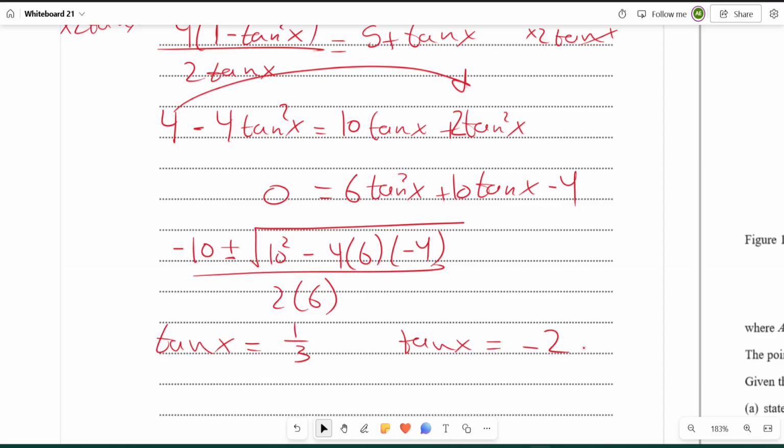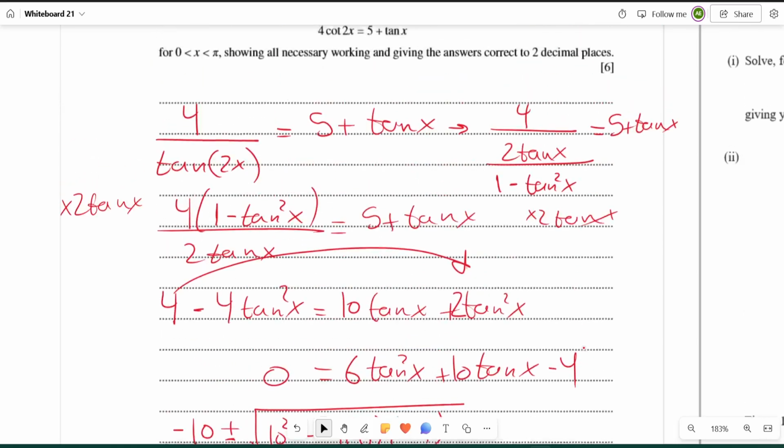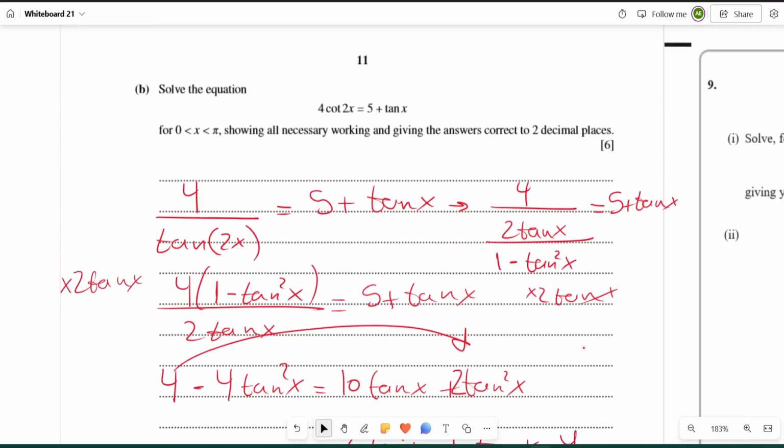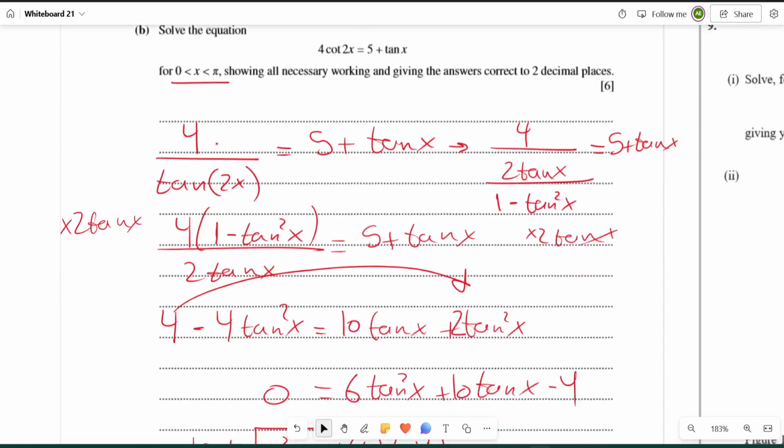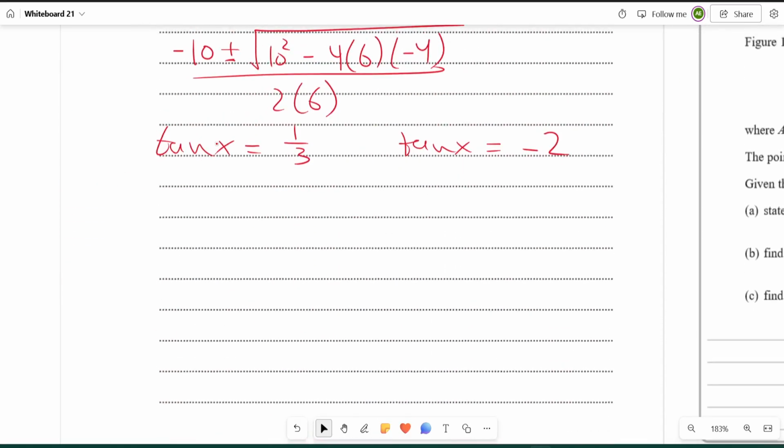Now I will need to find the other solutions. Let me see what my range is. My range is in radians from 0 to pi. So the first solution is tan x equals 1 over 3. Let's change it to radians. Shift tan of 1 over 3, so x is going to equal 0.32 radians. Okay, now let's see if we can get the other answer.